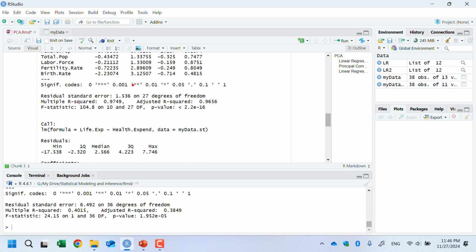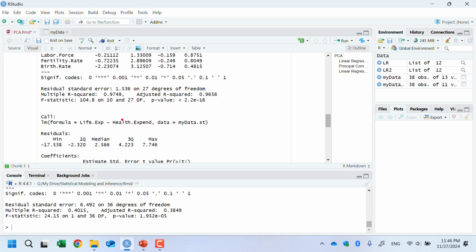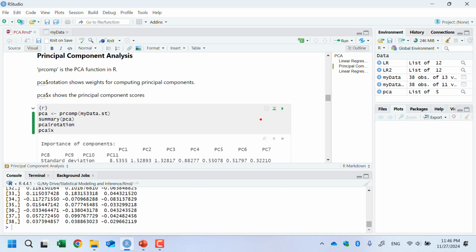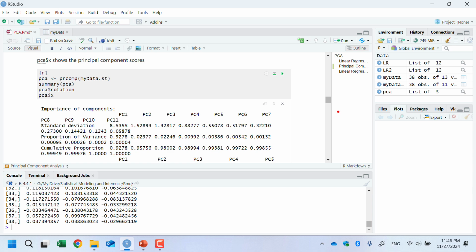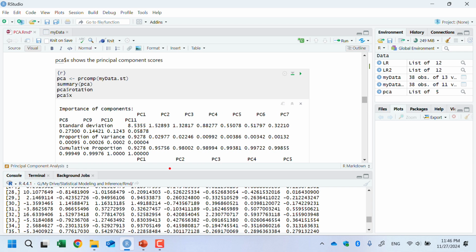Since we already did the standardization here, standardization by applying the scale, we will keep using it. prcomp is the PCA function in R, so you can use prcomp. Principal component, so my data, and then you create a principal component, and you can see the principal component here. So what you can see is this one. I think you can see here.